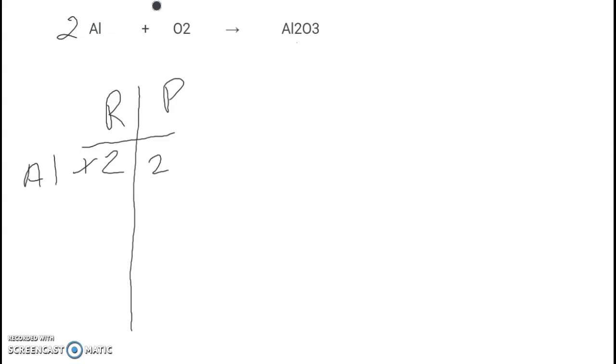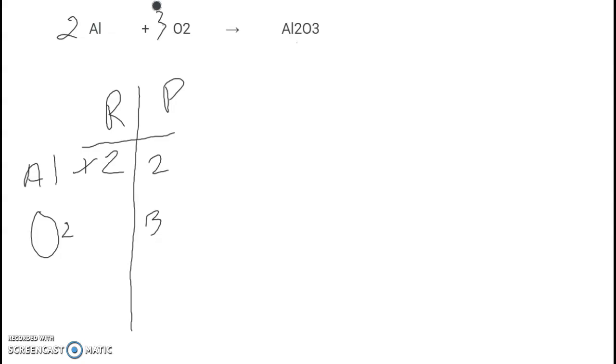Cool. Awesome. Now I have oxygen. I have 2 oxygen on this side, and I have 3 oxygen on this side. Oh no, what do I do to balance this? Well, I know I have 2 here, and I have 3 here. A common multiple between 2 and 3 is 6. So I know I need to multiply this by 3.